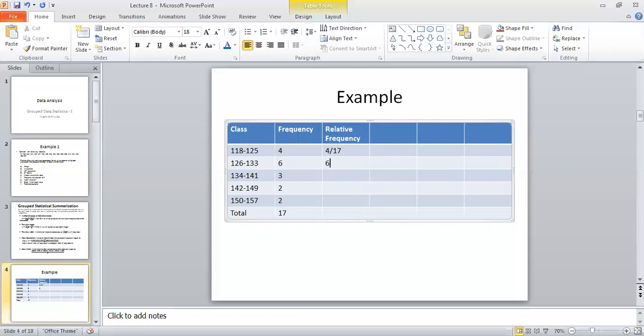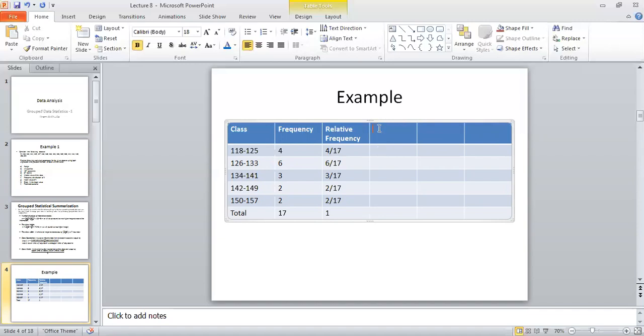6 by 17 is the relative frequency for class 2. 3 by 17 is the relative frequency for class 3. 2 by 17 for class 4. And again 2 by 17 for class 5. The sum of all these values should be equal to 1, as the rule of probability says that the sum of all the mutually exclusive events in a random experiment is equal to 1. And this is happening over here as well. It basically means that every class is mutually exclusive to the other classes.